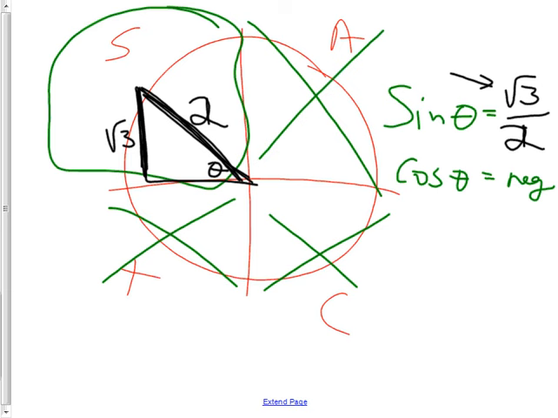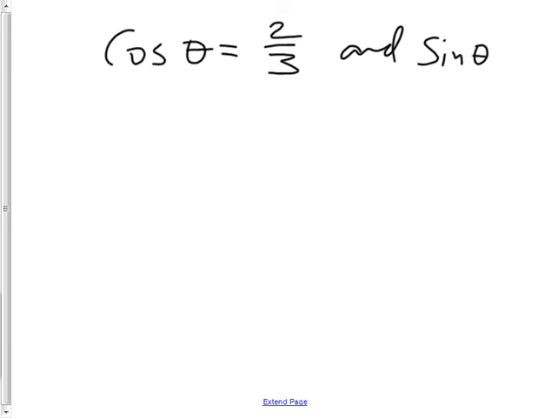So what I'm trying to get at is the biggest thing in these problems is to use the little logic puzzle of which quadrant do you have to be in. All right, so here is a typical question. If cosine of theta is equal to 2/3, and here's another piece of the puzzle, and let's go with sine, and sine of theta is less than 0.